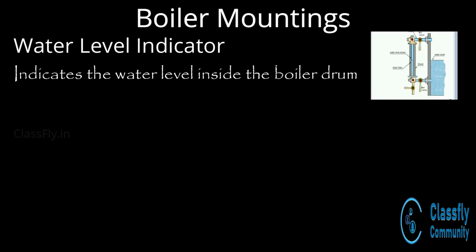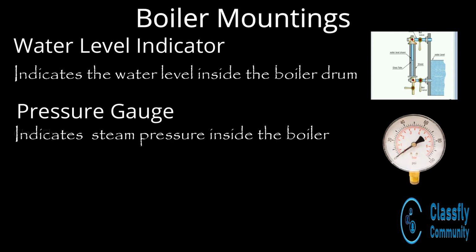First, the water level indicator. Well, this is a device which is used to indicate the level of water inside the water drum. Through the help of this, the operator can pump in sufficient amount of water inside the boiler. Next, we have the pressure gauge. Well, this indicates the pressure of the steam which is developed inside the boiler. It is usually indicated in kilonewton per meter square gauge pressure.